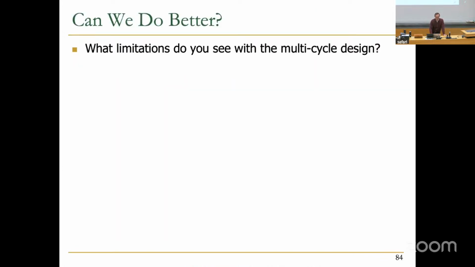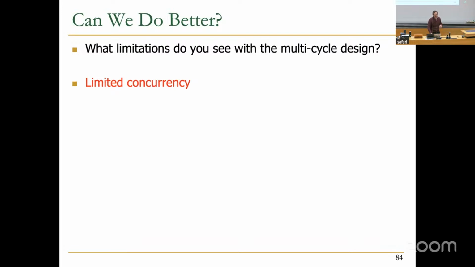Okay, basically, can we do better? What limitations do you see with the multi-cycle design? I've already given you this, so I'll go through it relatively quickly. One limitation is hardware cost, of course. Unfortunately, we're going to add more and more hardware cost to the machines. Later, maybe in lecture 18 or so, we're going to look at paradigms where hardware cost will be reduced, but that will come at the expense of lower performance.